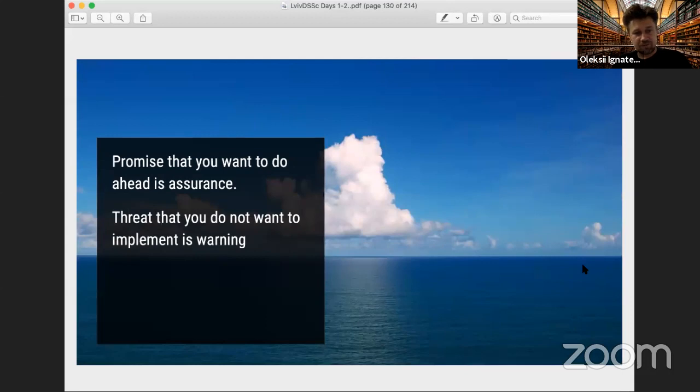If you have a promise that you actually want to do, then this is called assurance. It's not a promise, it's assurance. And the threat that you do not want to implement is called a warning. So, and this strategic move actually can change things. In game theory, it's called, how is it called? Not trash talking, but it's like empty threats. Oh, I just forgot the term.